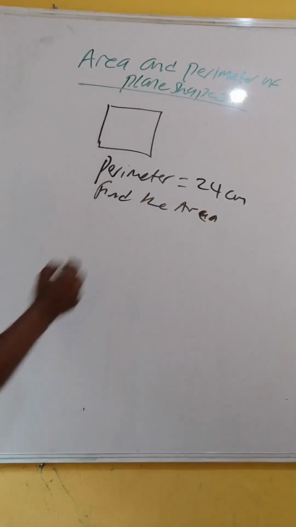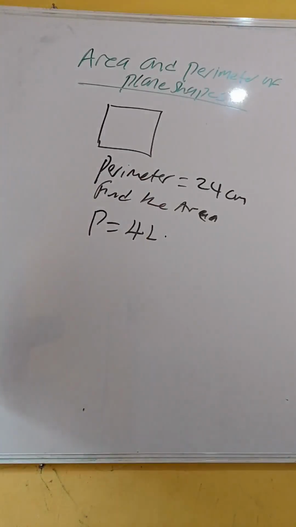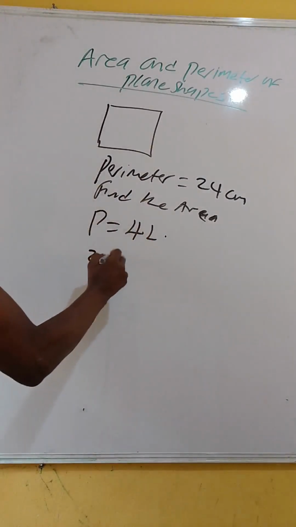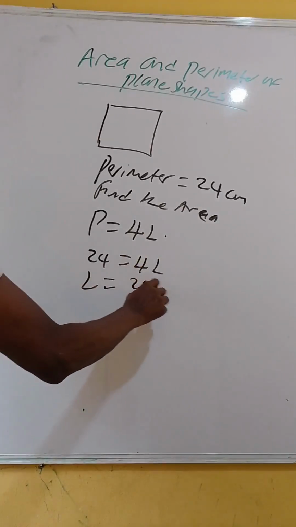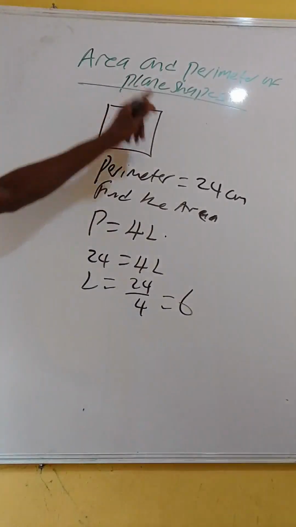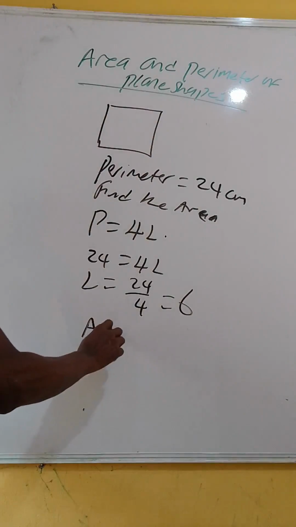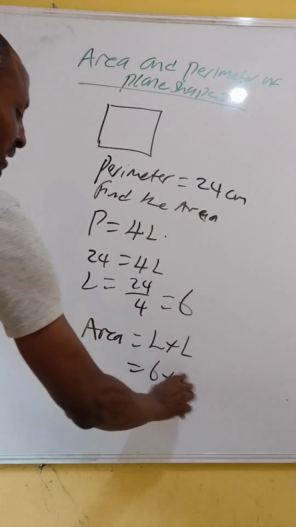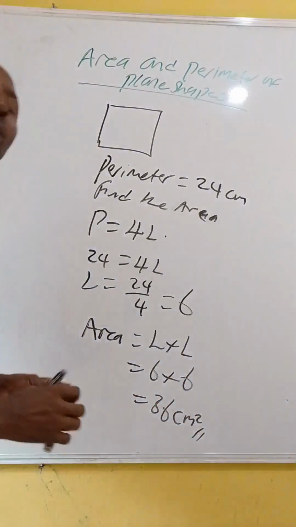You know that the perimeter of the square is 4 multiplied by the length. So perimeter is 24. We don't know the length. So 24 equals 4L. How do you get your L? L becomes 24 divided by 4. You get 6. And if you check, 6 times 4 will give you 24. Then from there, what do you do? Area will be length times length, which is 6 times 6. That will give us 36 centimeters square.